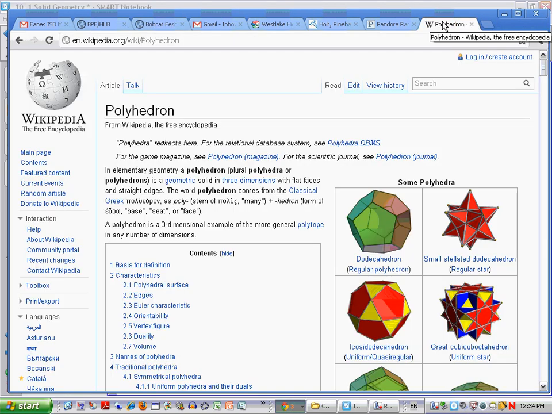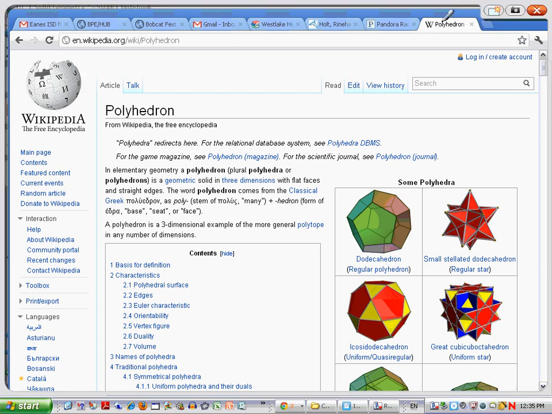The definition. Okay. So definition of a polyhedron. Great definition in Wikipedia. Says that a polyhedron is a geometric solid in three dimensions with flat faces and straight edges. Okay, the word polyhedron comes from the classical Greek poly, meaning stem or many, and hedron, form, base, seat, or face. Okay, polyhedron is a three-dimensional example of the more general polytope in any number of dimensions. Okay, so what you need to know, remember, it's a geometric solid in three dimensions with flat faces and straight edges. Flat faces and straight edges.